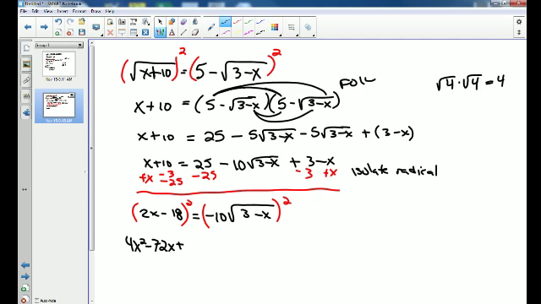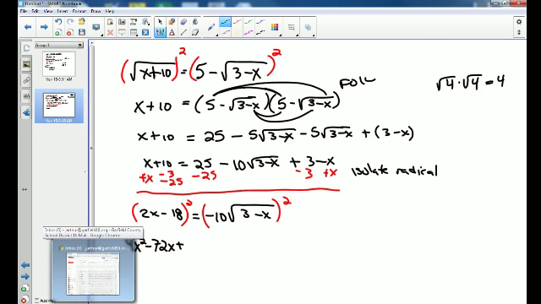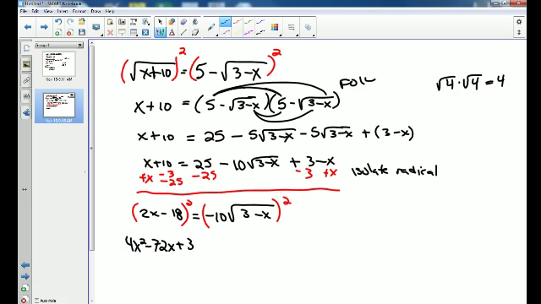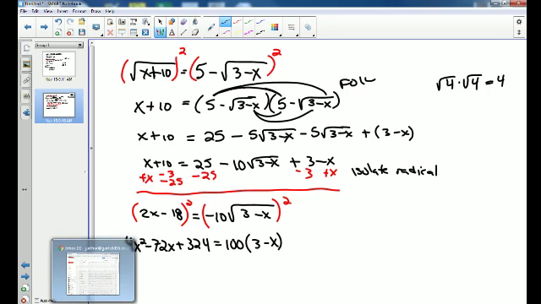What's 18 times 18? A lot of big numbers. 296? 324? Here's a calculator. Sweet. Yeah, good math there. So we foiled.